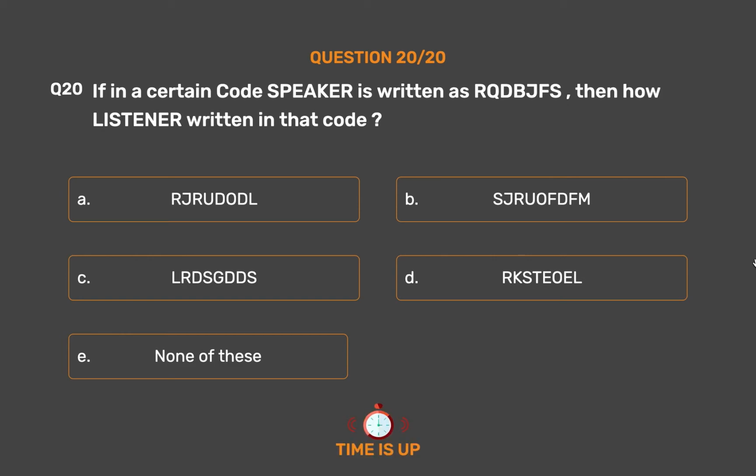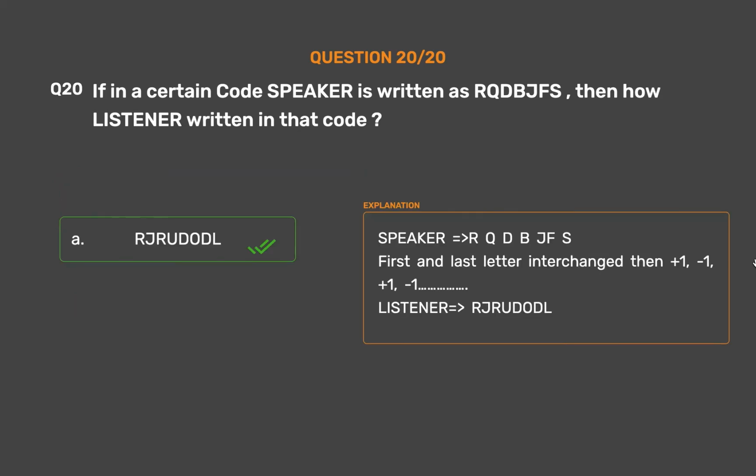The correct answer is option A, Rjrudodl. Speaker equals RQDBJFS: first and last letters interchanged, then +1, -1, +1, -1. Listener equals Rjrudodl.